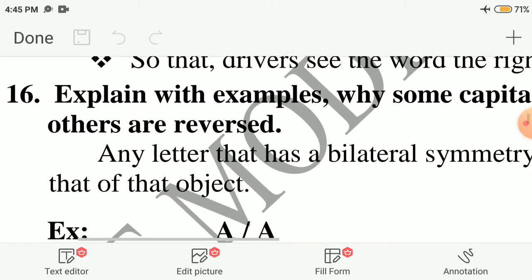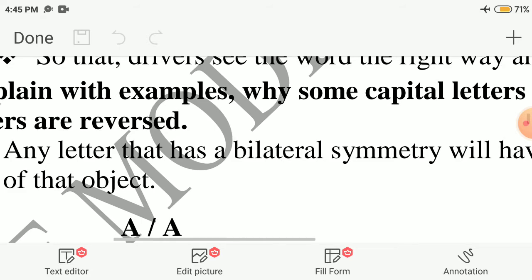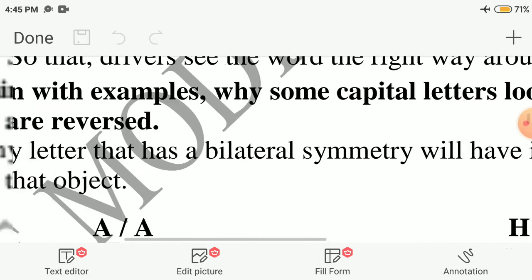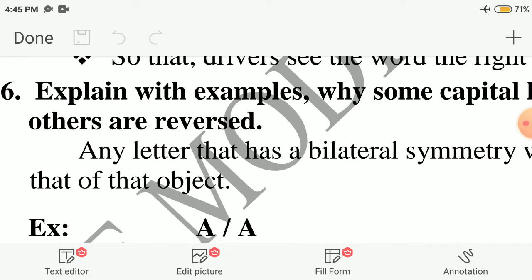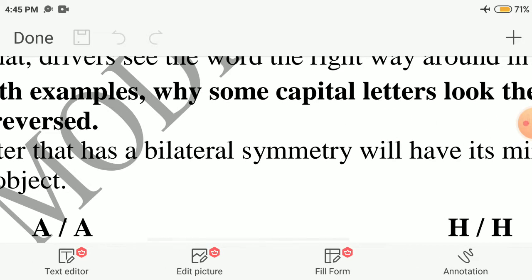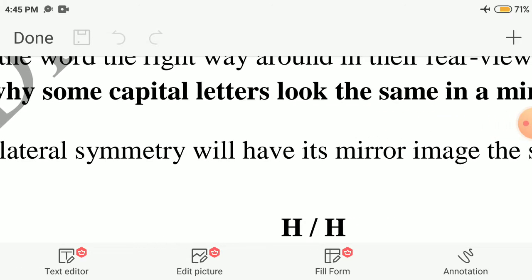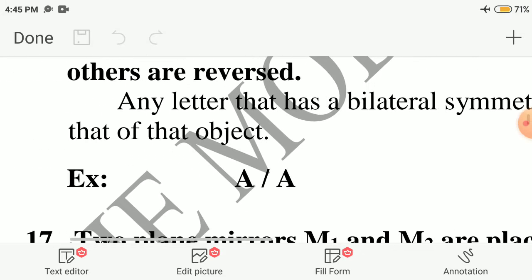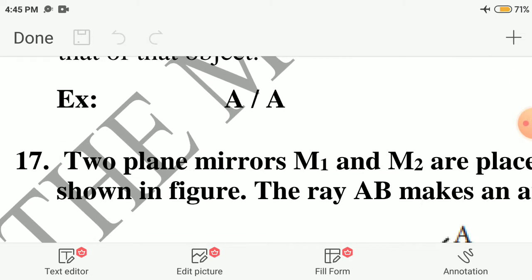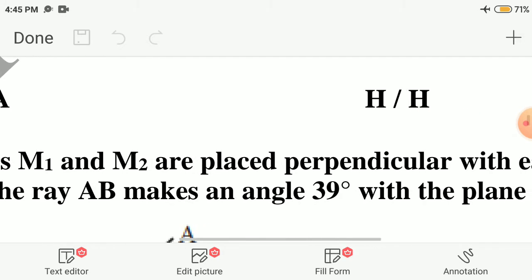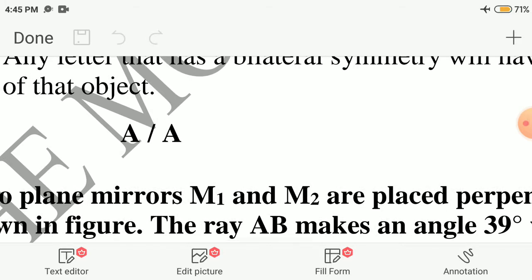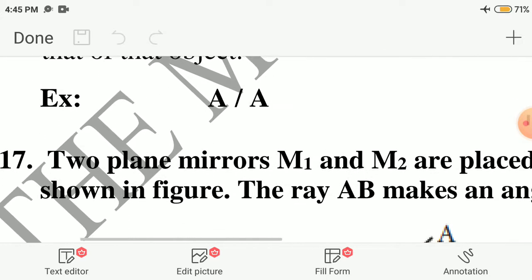Next, 16th question. Explain with examples. Some capital letters look the same in a mirror but others are reversed. Any letter that has bilateral symmetry will have its mirror image the same as the object. So this one is also the same. H is also the same. Bilateral symmetry letters get the same image.